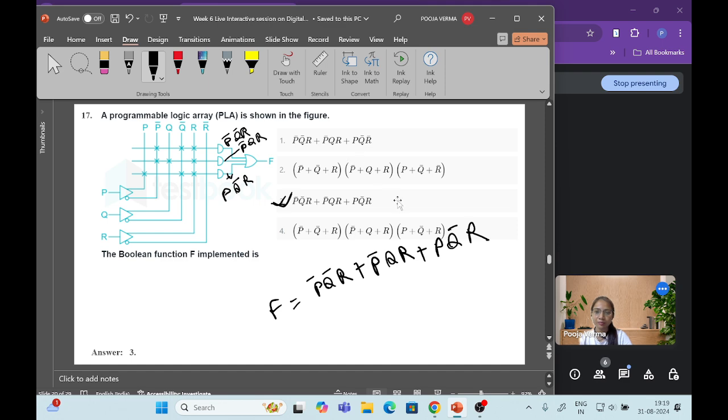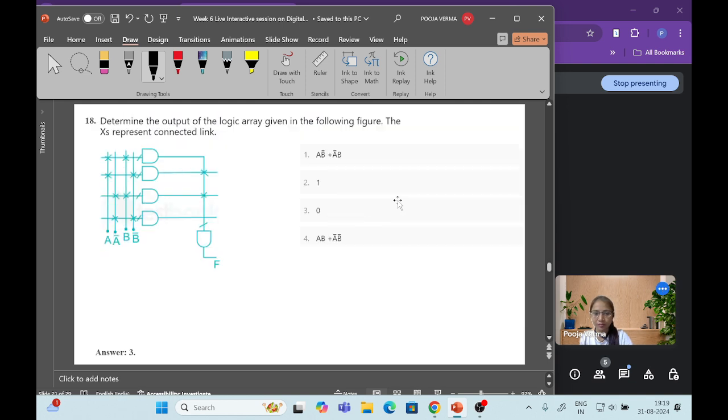I hope all of you are getting this question. So moving to the next one. The next question is also based on the PLA. Determine the output of the logic array given in the following figure. The cross represents the connected link. So we need to check the final output F. First we need to check the output of the AND gates.